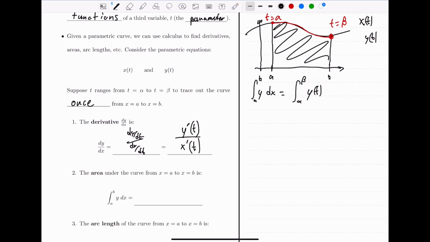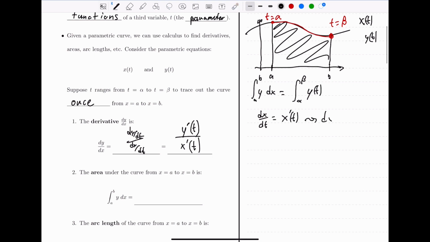Now dx, let's focus on this portion here, the dx. If we think of dx/dt, that's the derivative of the x function with respect to t. And we said that the derivative of the x function with respect to t could just be written as x prime of t. So we can express dx/dt as x prime of t. Now I want to solve for dx. So dx equals x prime of t dt. Here's an expression for dx in terms of t, and that will transform our integral from integrating with respect to x to now be in terms of t. So replace the dx with x prime of t dt.